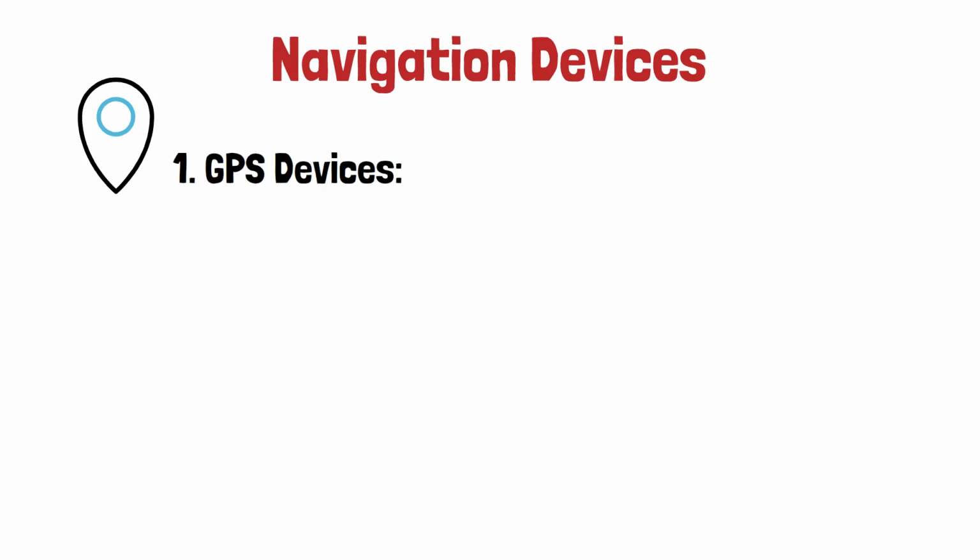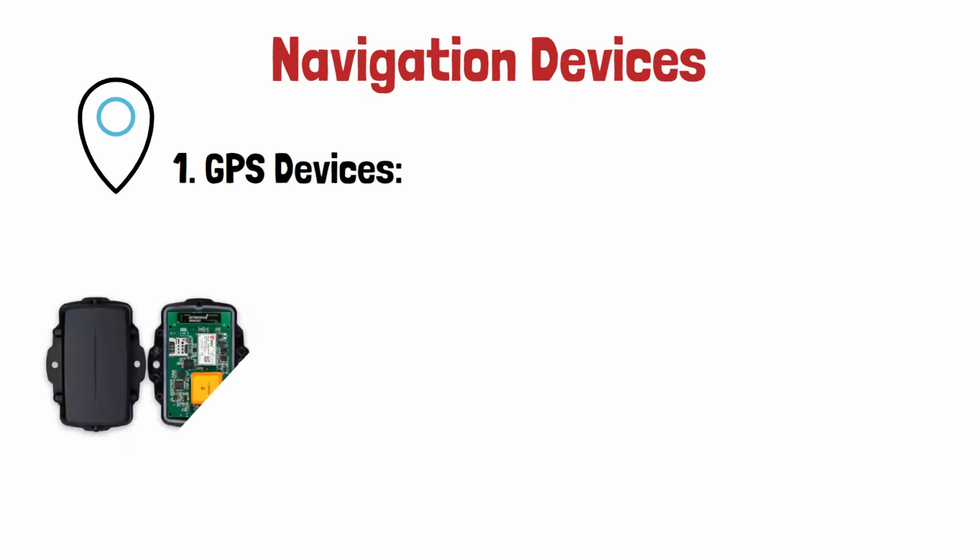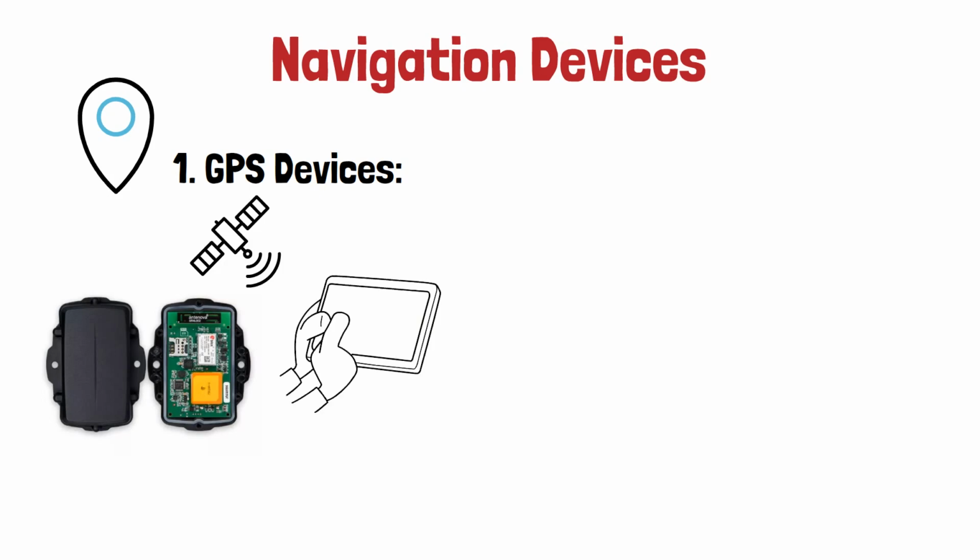Navigation devices are electronic devices that are used to help users navigate to a destination. There are several types of navigation devices available, including GPS devices. GPS, which stands for Global Positioning System, devices use signals from satellites to determine the user's location and provide directions to a destination. GPS devices are commonly used in cars and mobile devices.